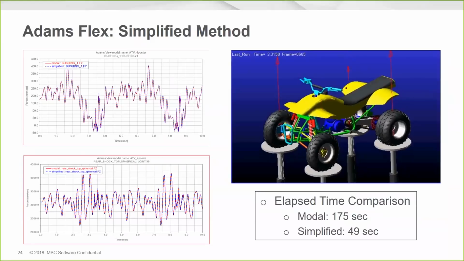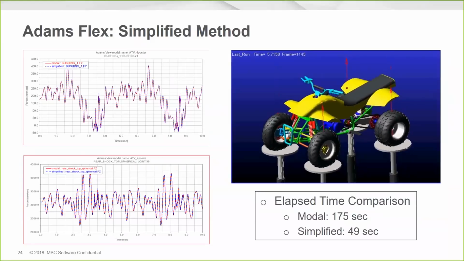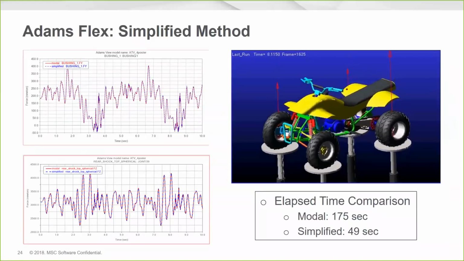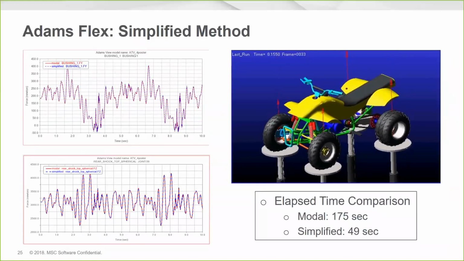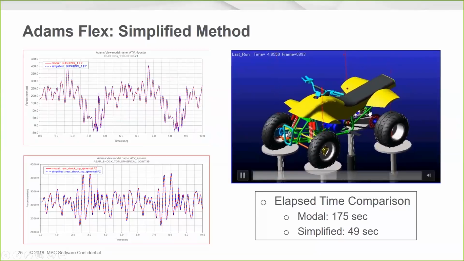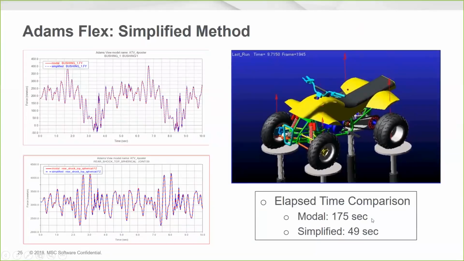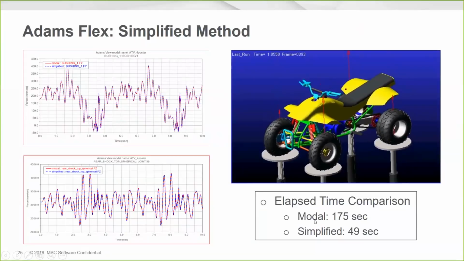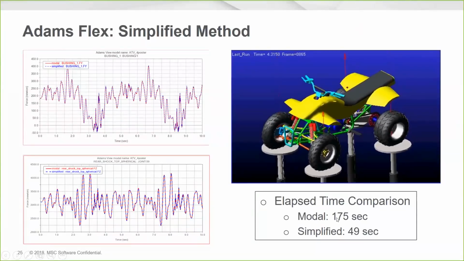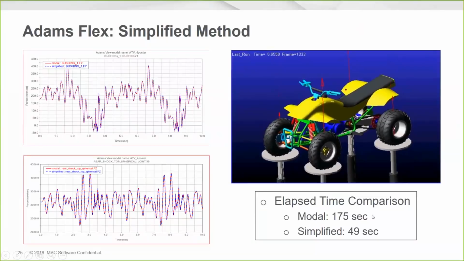And this is a little screenshot from a little movie from the new feature example that we ship with this release on this feature. In this case, this little all-terrain vehicle, this green frame part here in bright green, was modeled as an MNF, a modal flexible body. And in that case, it took about 175 seconds to simulate.